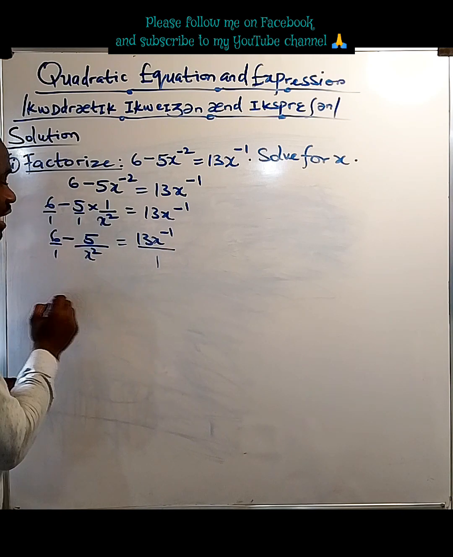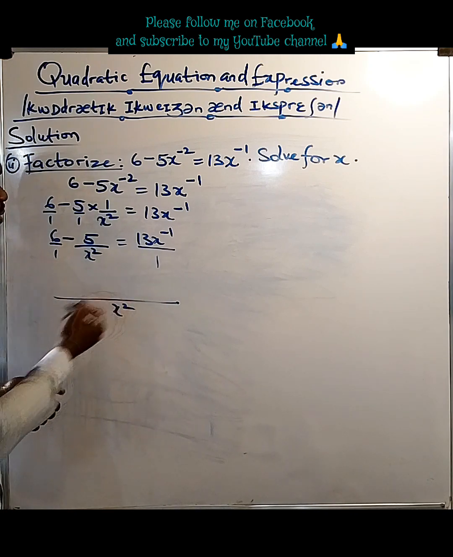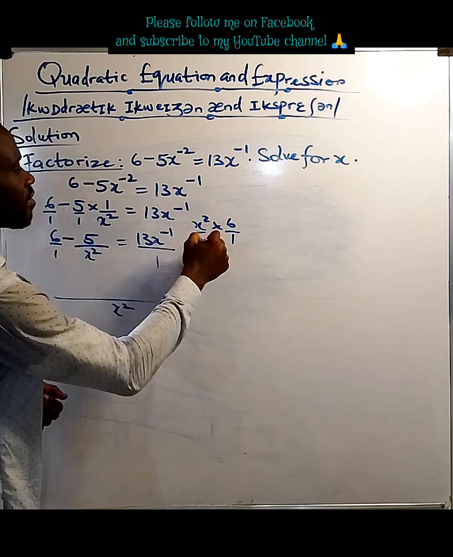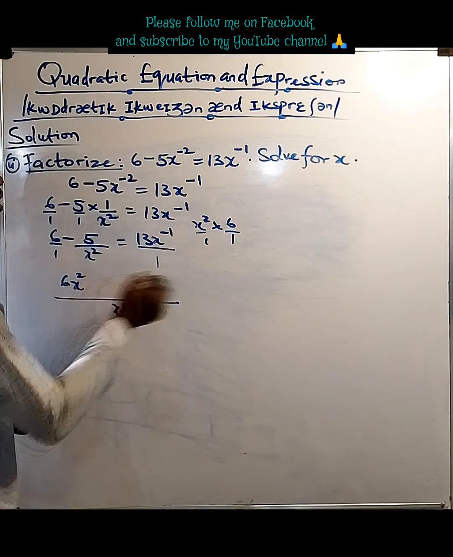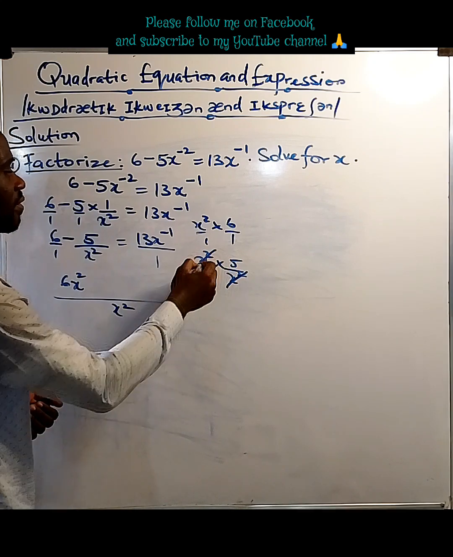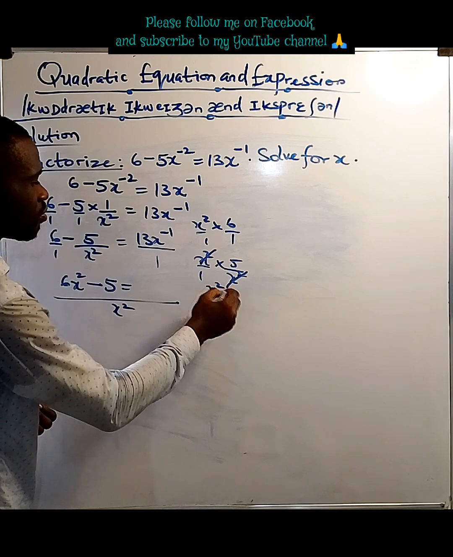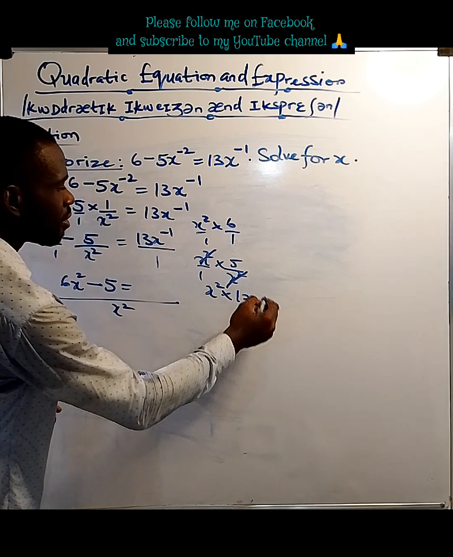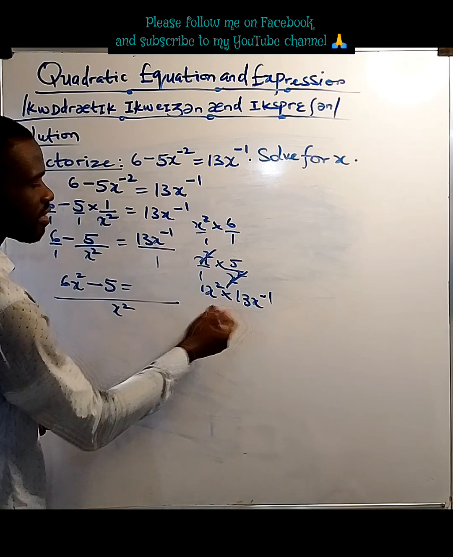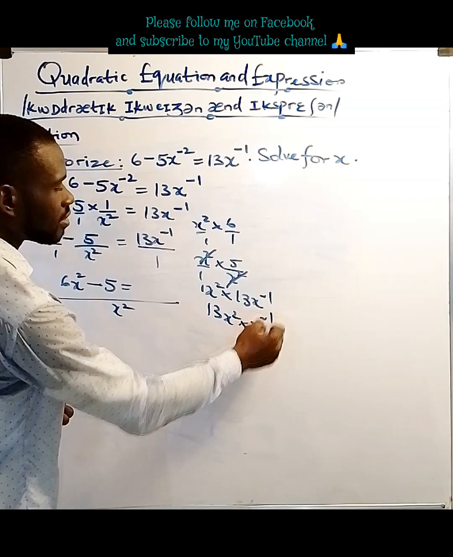So what do we have? Here we can get the LCM directly. This is x squared, 1 and x squared, so the LCM is x to the power 2. So x to the power 2 times 6 over 1, that is 6x squared. Then x to the power 2 times 5 over x to the power 2, this takes out this, you just have 5. Now, x to the power 2 times 13x to the power minus 1. This is very important. This is 1 here, 1 times 13 is 13, x to the power 2 times x to the power minus 1.